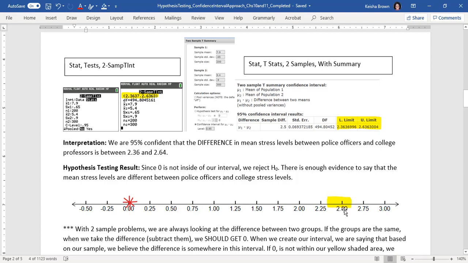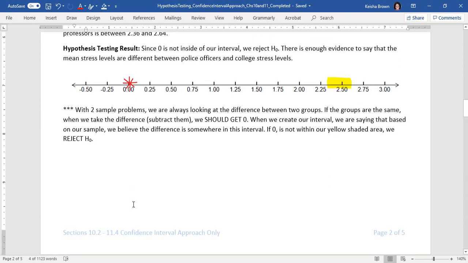And remember, this interval is created based on your samples. So based on your samples, it says the difference is somewhere over here. In order for us to say that these two groups are the same, 0 has to be in the middle of that interval. It has to be somewhere in there. And since it's not, we reject the null hypothesis.